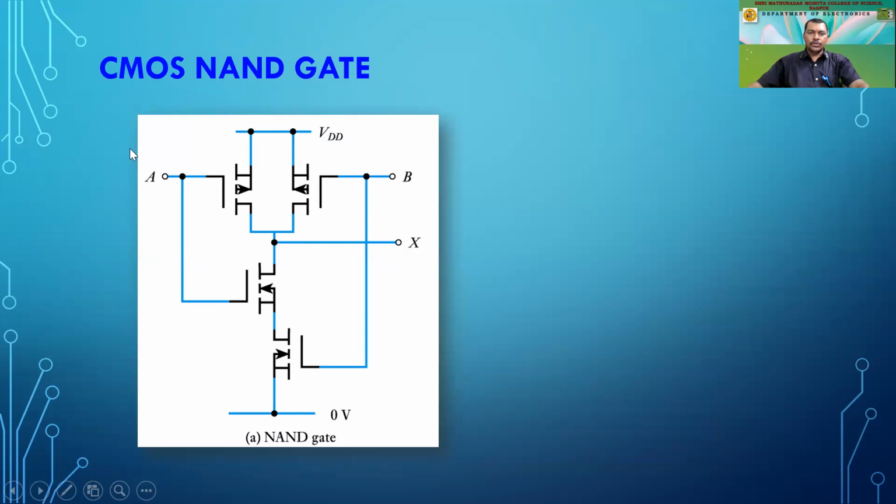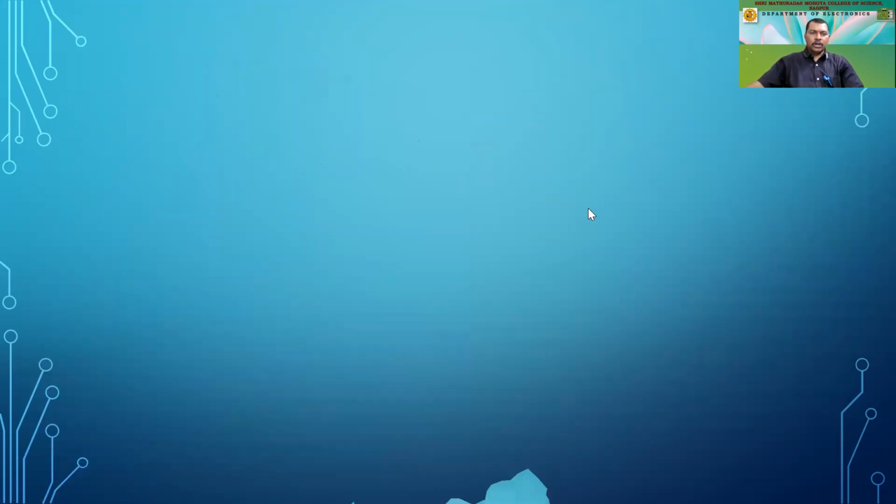Similarly, when we apply 0, 0, then one or both of the upper transistors will work, and VDD will come across to the output. According to this, both of the lower transistors, or at least one of them, will be off, so that the output will become high. Okay.